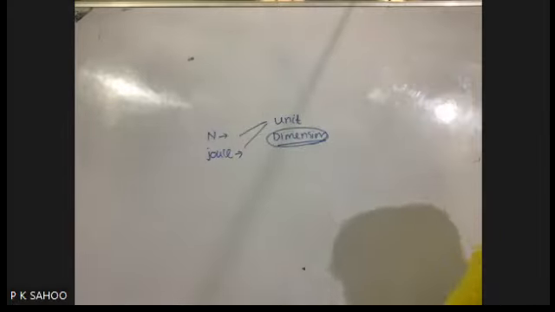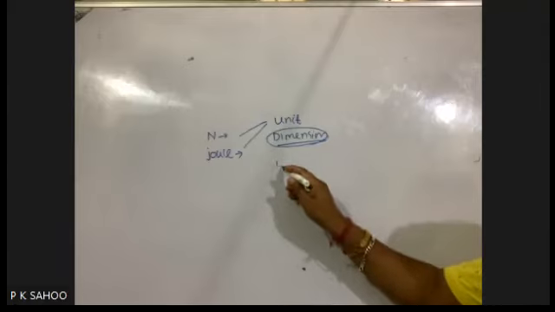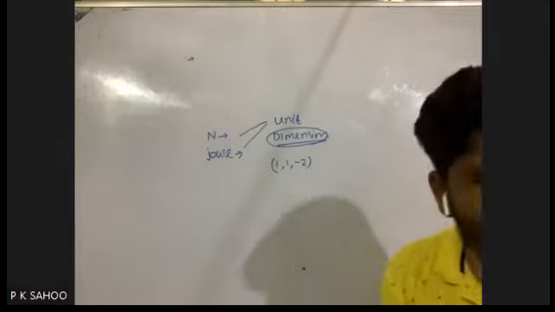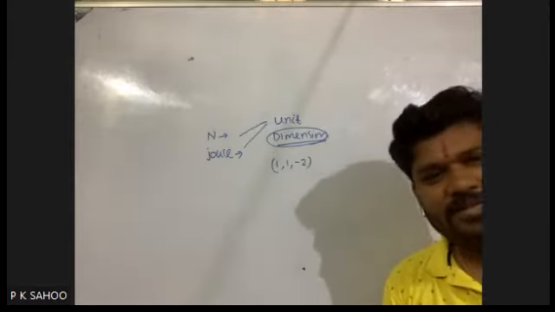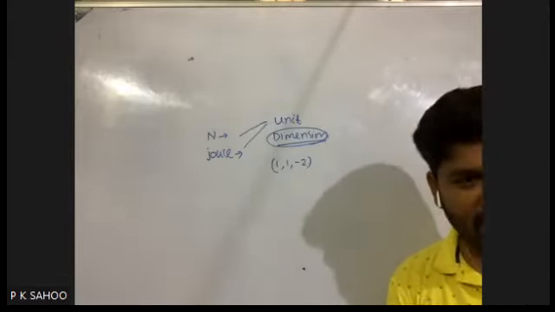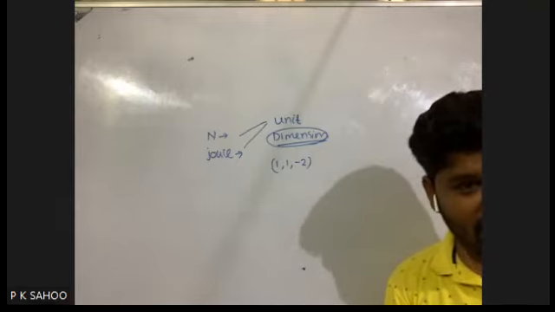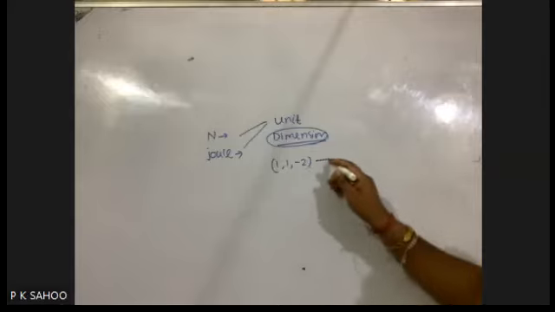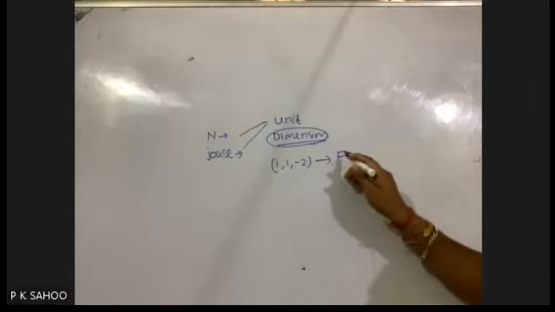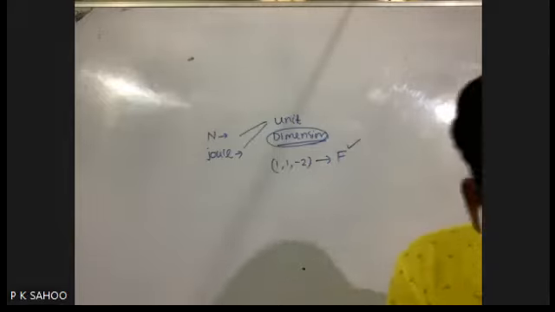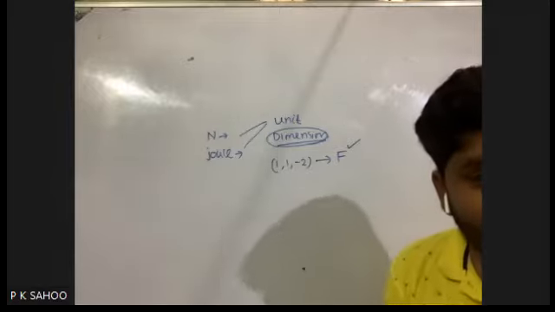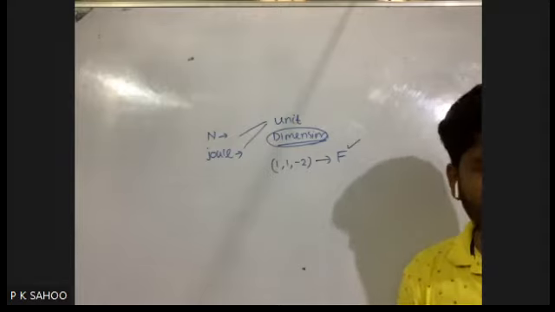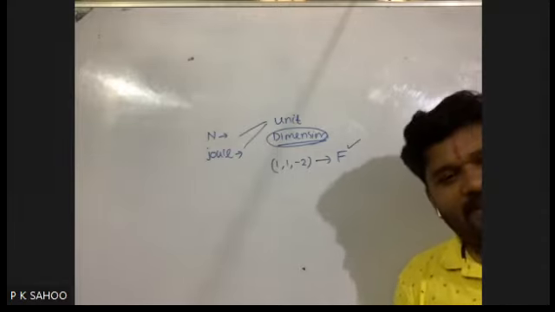For example, suppose I tell you 1, 1, minus 2. What is this 1, 1, minus 2? These are just simple numbers, right? Yes. But this 1, 1, minus 2 is the identity of a quantity. And what is that quantity? Force. You don't know all these things yet; we'll discuss today. So force has the identity 1, 1, minus 2.